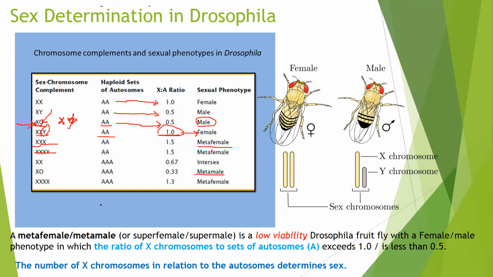Do we just have to memorize the values, like which ratio leads to which phenotype? I think you only have to memorize two numbers. One gives you the female, 0.5 gives you the male, anything greater than one will give you a female as well, and anything smaller than 0.5 will give you a super male. So 0.5 and one are the two cutoffs that you need to memorize. And in the test, I will not test you on very complicated situations. I will give you very standard ones to let you determine the sex of the individual Drosophila. All right, any other questions here?